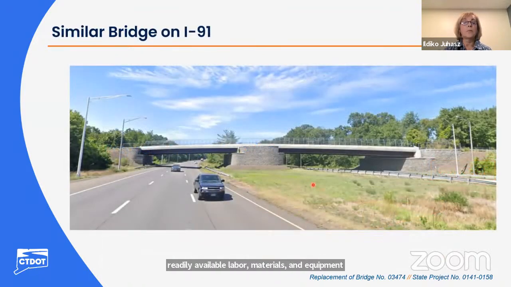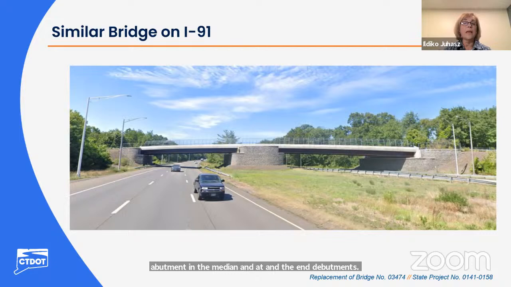Here is a very similar bridge over I-91 in North Haven that was built a few years ago. You can see the 2 spans over the highway, the common abutment in the median, and the end abutments. Our new bridge of this type will have a 75-year design life, and it will have the lowest life cycle cost of all the alternatives that were evaluated during the preliminary engineering phase.